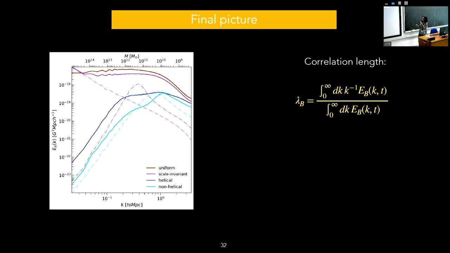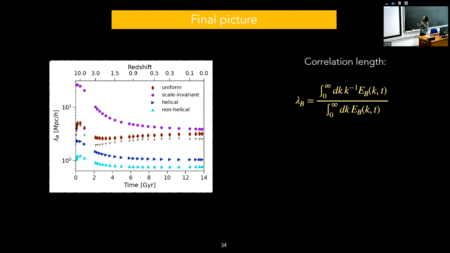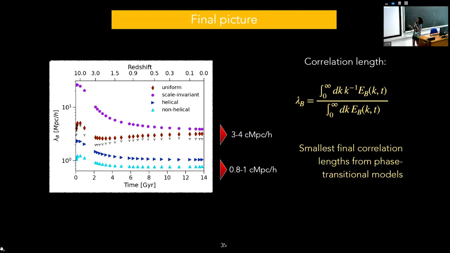And yeah, we can also study how the correlation length evolves during structure formation, which is defined here, and it's based on the magnetic energy spectra, which is EB. And if we look at the evolution of magnetic correlation lengths, here the y-axis shows magnetic energy correlation lengths and the x-axis time, we see that at final redshifts, we would obtain larger coherence scales, again, from inflation-generated seed magnetic fields compared to phase transition-generated magnetic fields.